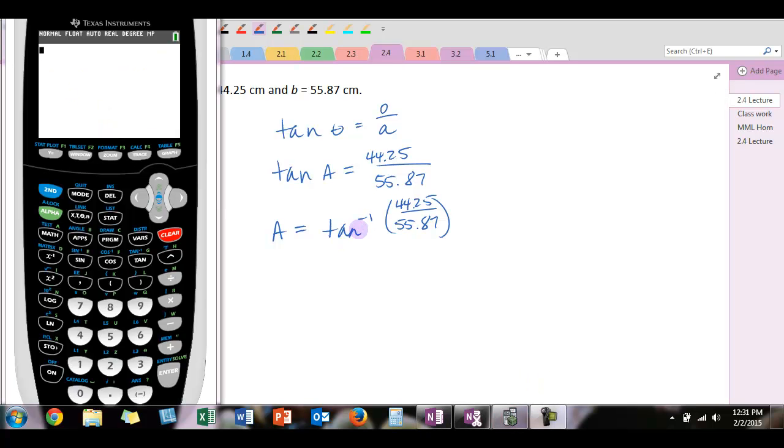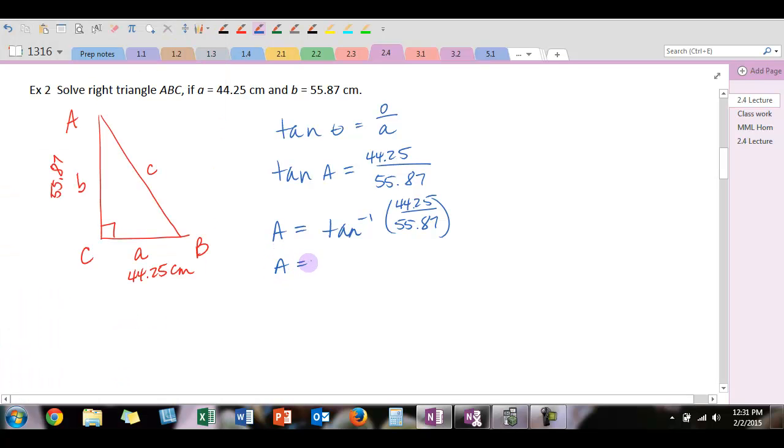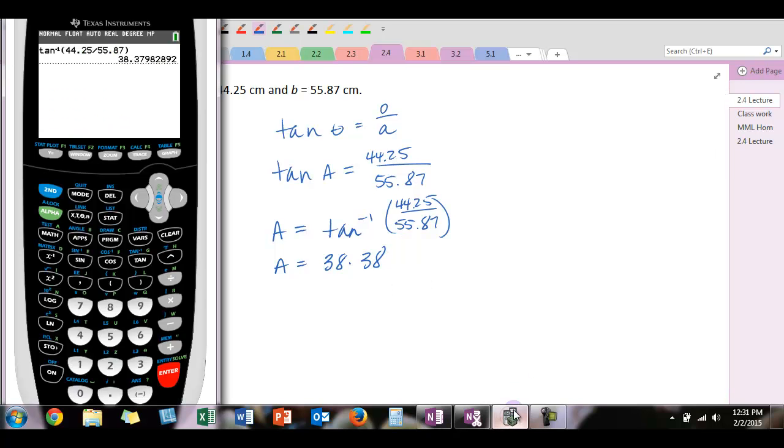So we're just going to say the inverse tangent of 44.25 divided by 55.87, enter, and I find out that the value is 38.38. Okay? If for some reason I am asked to give this 38.38 degrees in degrees and minutes, let's go ahead and convert it just to see what happens.